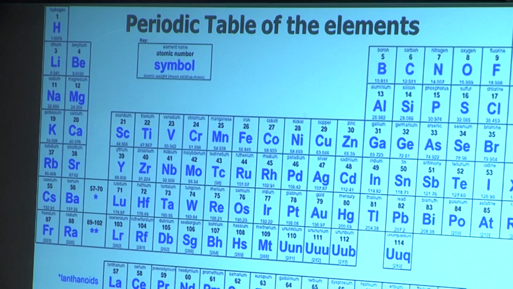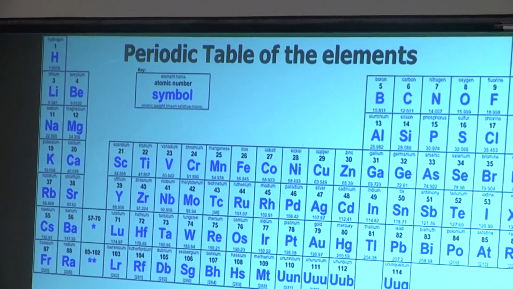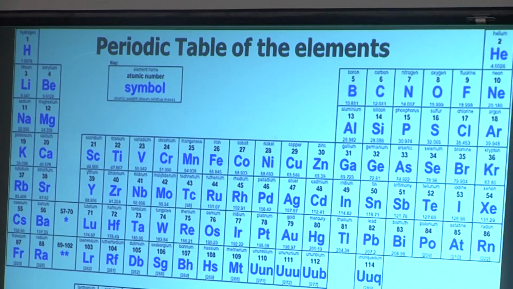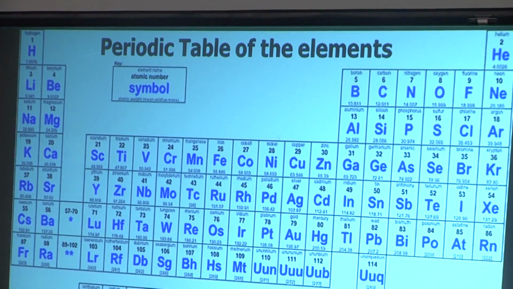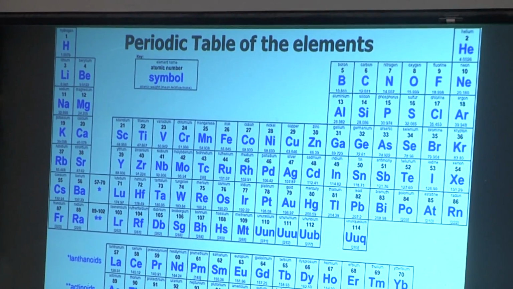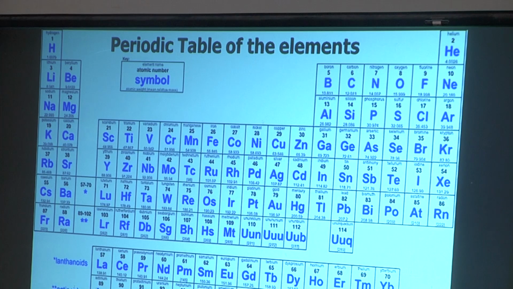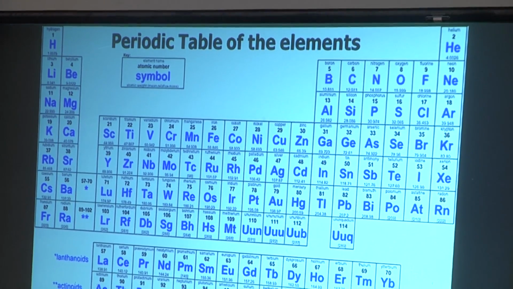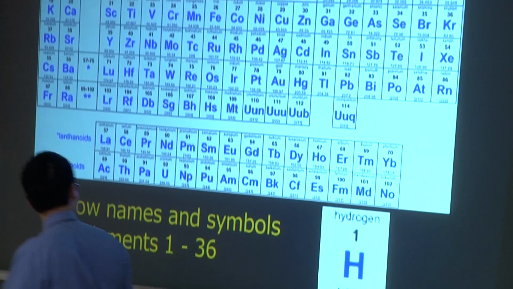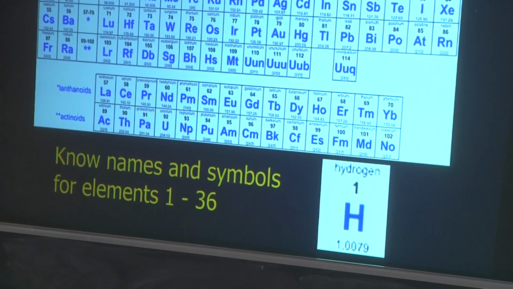Okay, so here's another view of the periodic table. Here's a blow up. You have the element, you have the name, the atomic number. This is not quite the mass number. This is what's called the average atomic mass. That's something we'll talk about in the next chapter. Related but not the same. And that's what I mentioned before. Know the names and the symbols for elements 1 to 36.